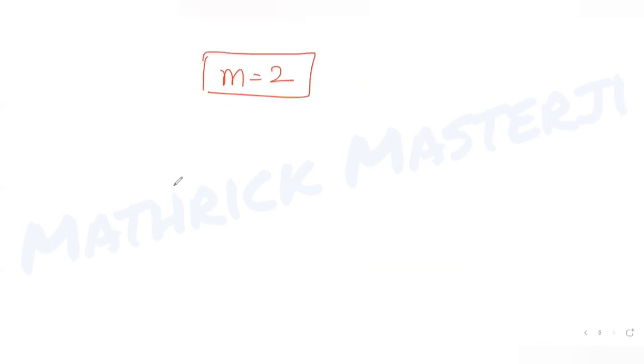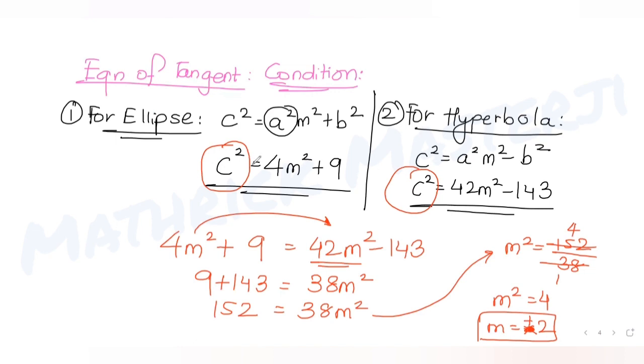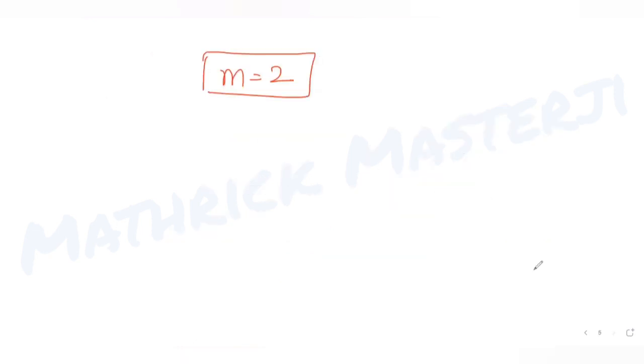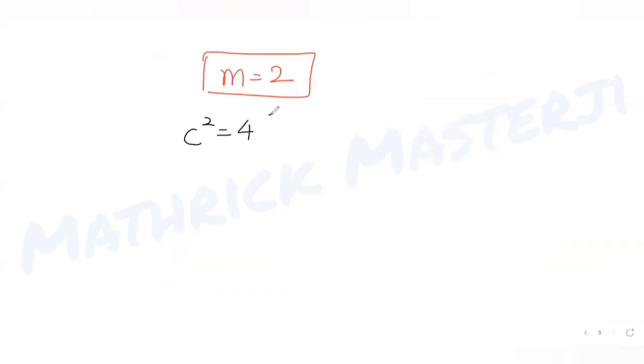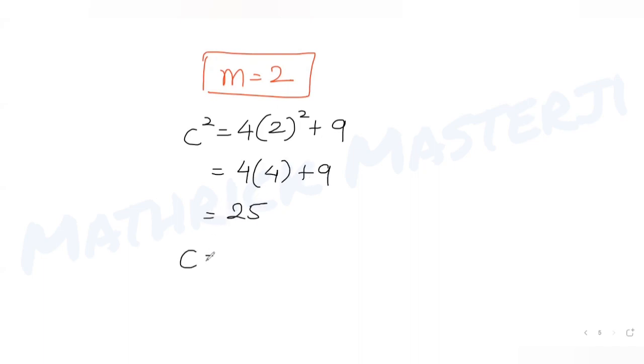Now once you have the slope of the line, you put that in any one of the tangency conditions so that you get the value for c as well, that is the y-intercept. So c square is given to me as, if I put it in the first one, 4m square plus 9. So 4 into 2 square plus 9, and that gives me 4 into 4 plus 9. So 16 plus 9, which is 25. That gives me c value as plus or minus 5.